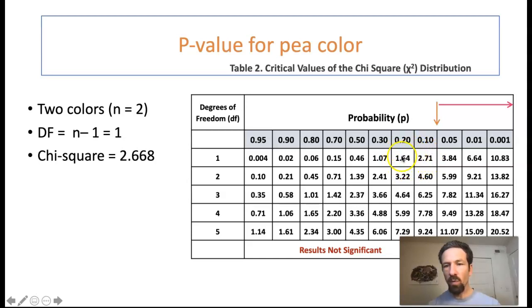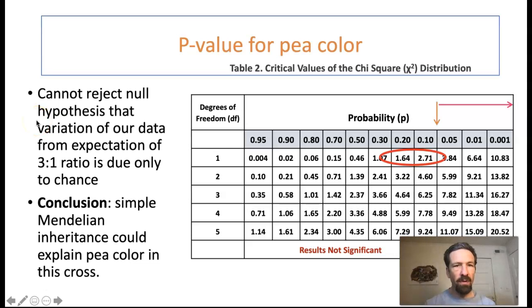and 0.1. So we know that our probability for a deviation as large as we found, or larger than we found, if chance alone was the only thing causing that deviation in our number of observed green and yellow seeds, is somewhere between p equals 0.1, somewhere greater than that, and it's somewhere less than p equals 0.20.